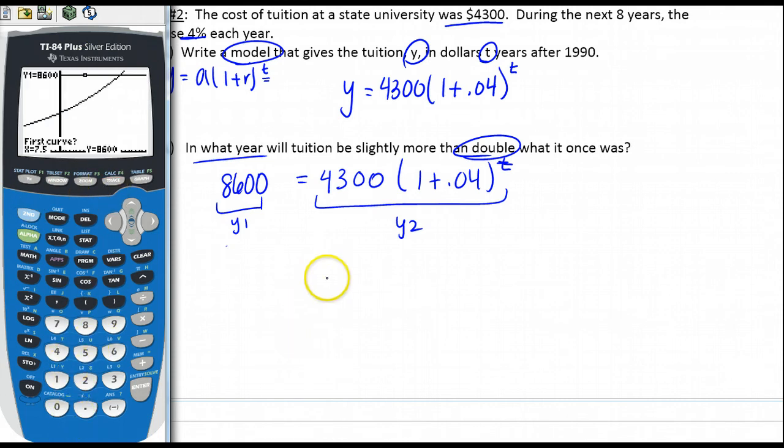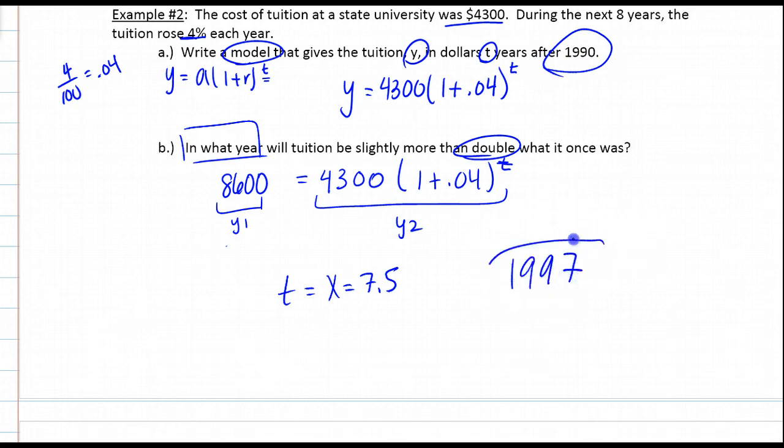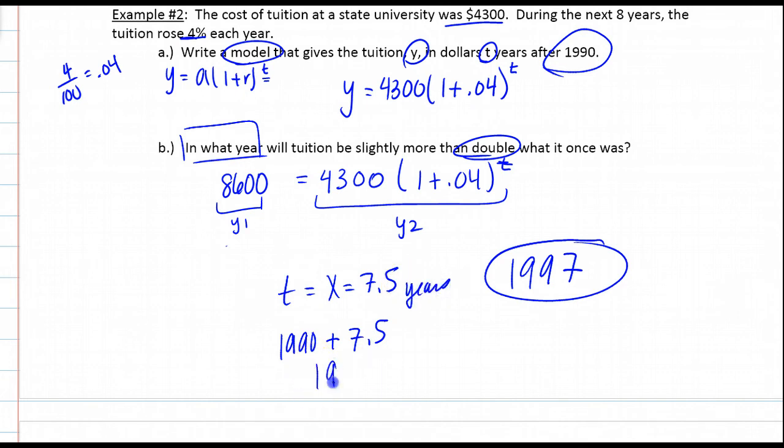So here I've got x equals 7.5, which is really like t equals. So it didn't want to know t, it wanted to know exactly in what year. And I made my model for years after 1990. So some time in 1997, the tuition will double, right? Because 1990 plus 7.5 years is 1997.5. But we never say that. It's just sometime in 1997.